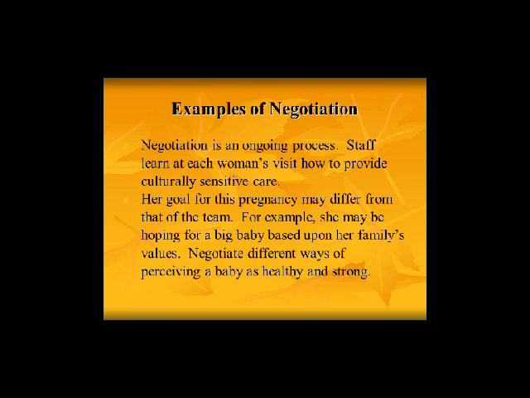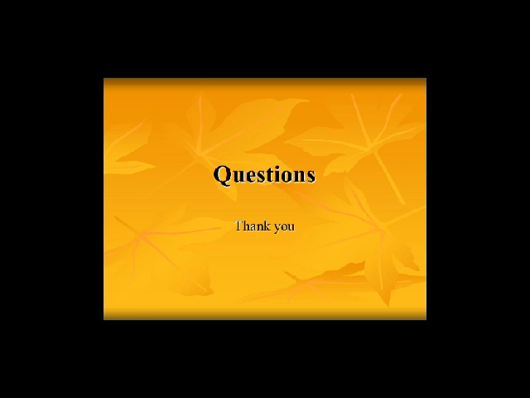Her goal for this pregnancy may be different from the team's. For example, she may be hoping for a big baby, and as we know, some cultures believe big babies are healthy babies. In fact, we may want to talk about how a big baby may actually show some difficulties with blood sugar control and other metabolic problems at birth. But let's talk about how we can reach a shared goal. And that is it.